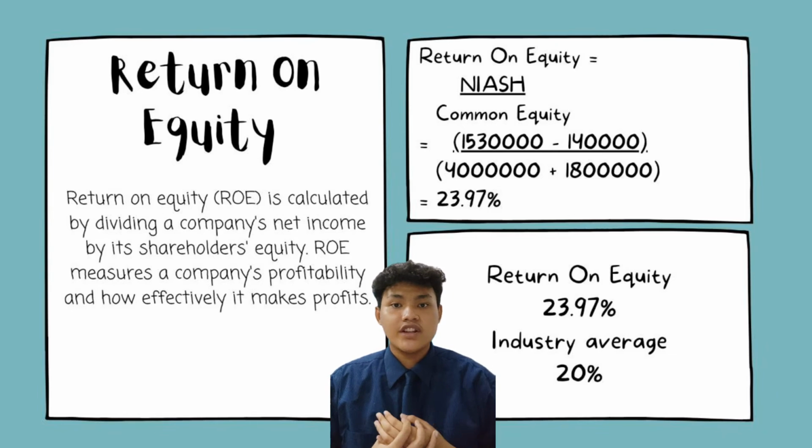Fifthly, the purpose of return on equity. Return on equity is calculated by dividing a company's net income by its shareholder equity. For the formula, return on equity is net income available to stockholders divided by common equity, and we got 23.97%.